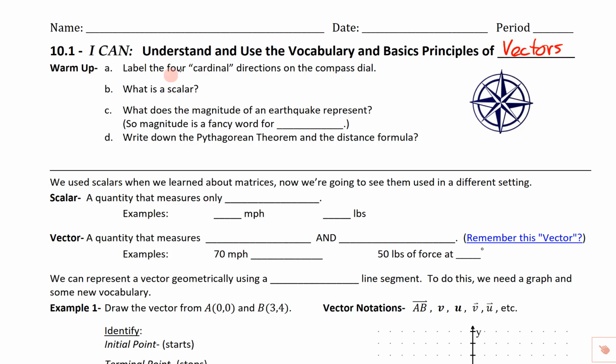Vectors. And it might seem on the simple side, but let's label the 4 cardinal directions on the compass dial right here. We got to make sure that we know these. So we go north, east, south, and west. You've probably heard never eat soggy waffles. If you've got that, that's awesome.